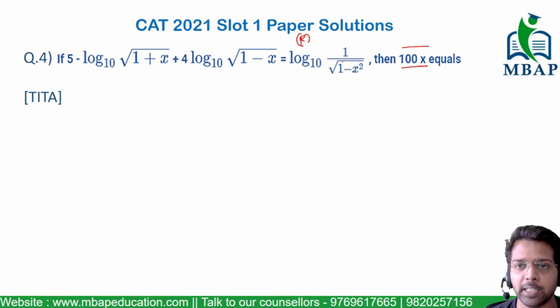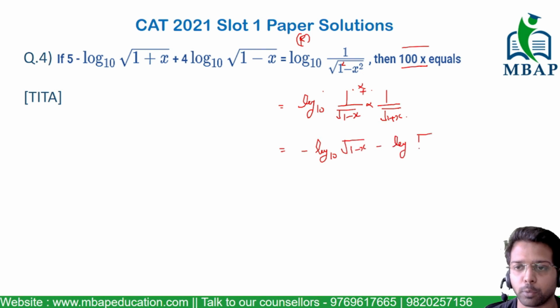Because on the right hand side I can see somewhat in the form of a square minus b square, which is 1 minus x square. So the right hand side expression will become log to the base 10 1 upon root of 1 minus x into 1 upon root of 1 plus x. Now we know log of a into b is nothing but log a plus log b. Now taking the reciprocal, it's going to become minus log to the base 10 root of 1 minus x minus log of root of 1 plus x.